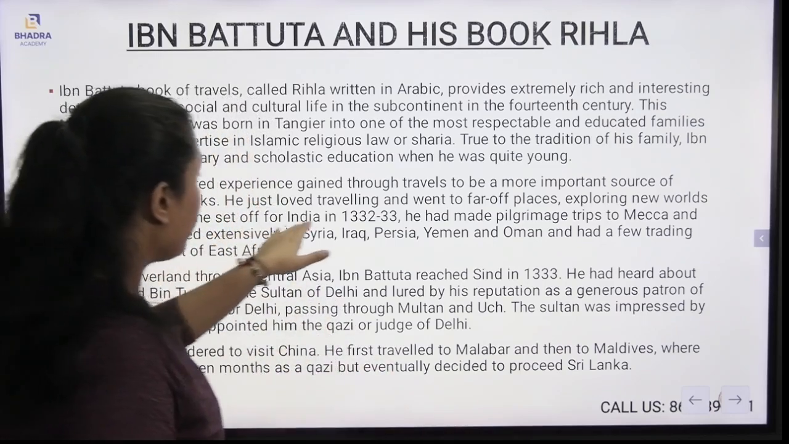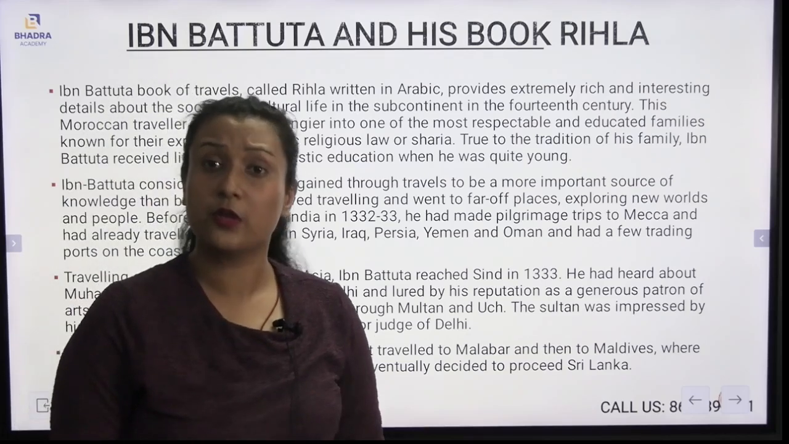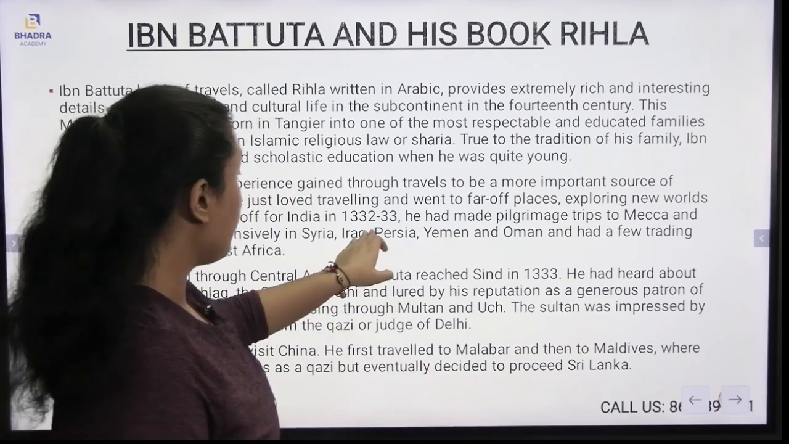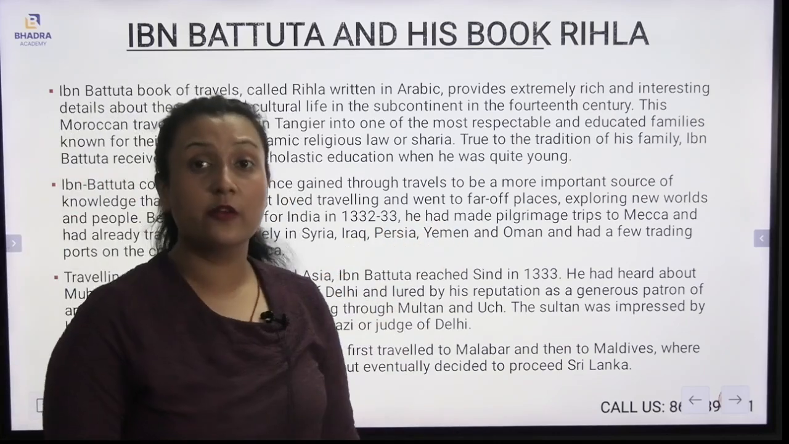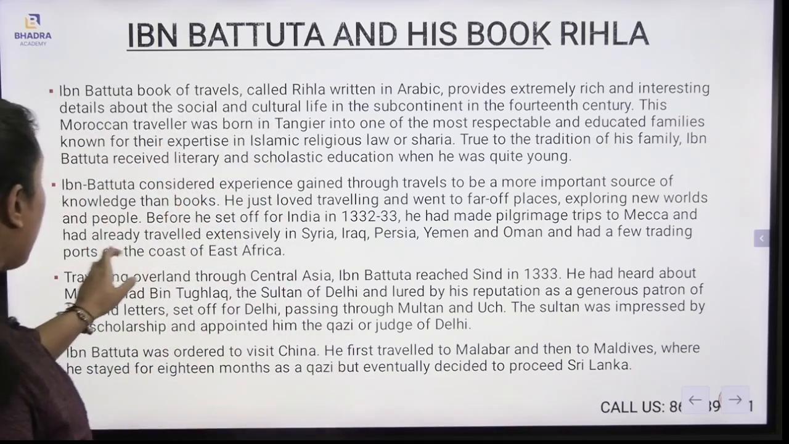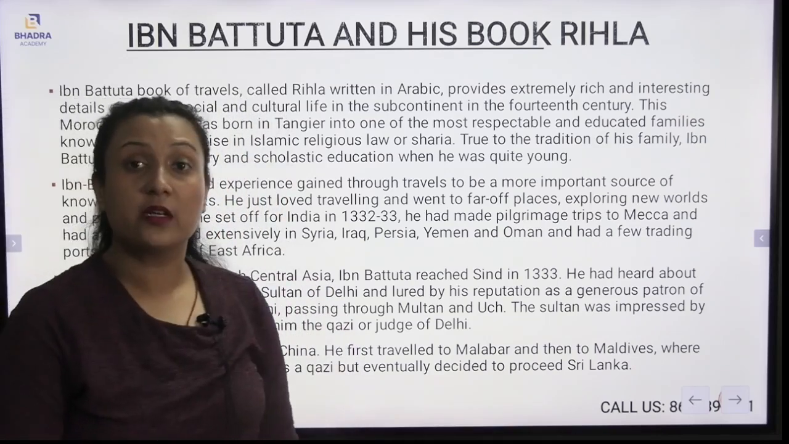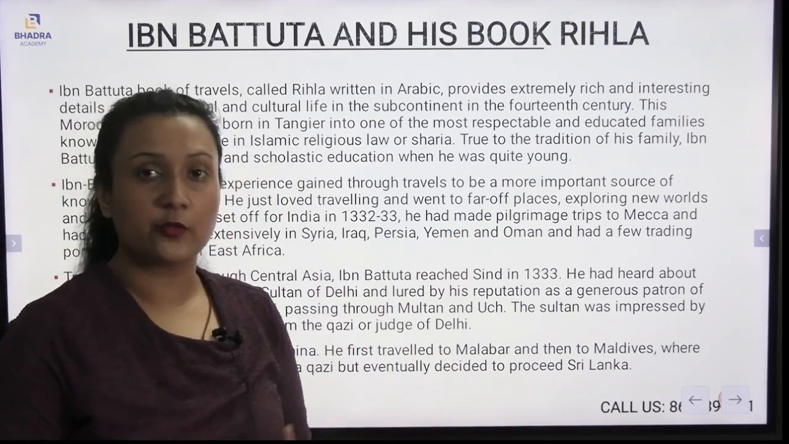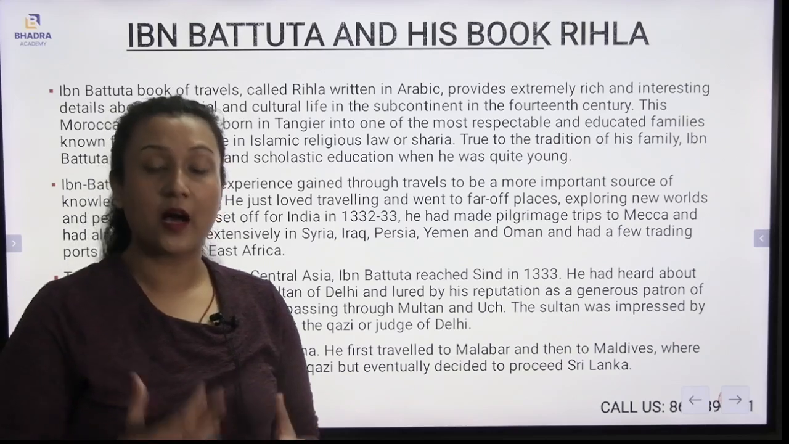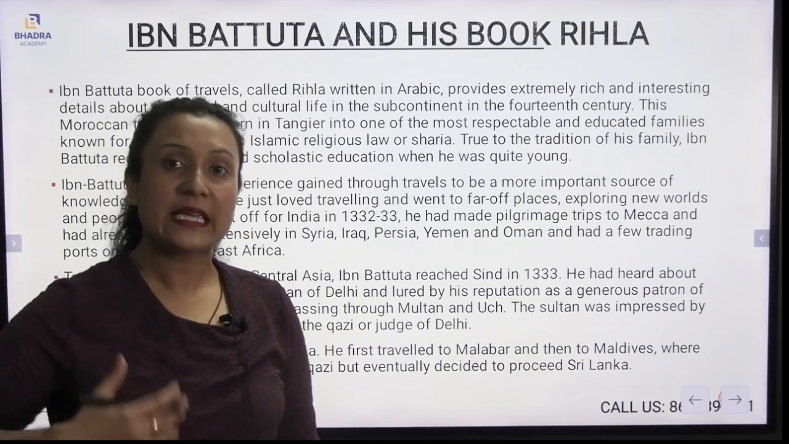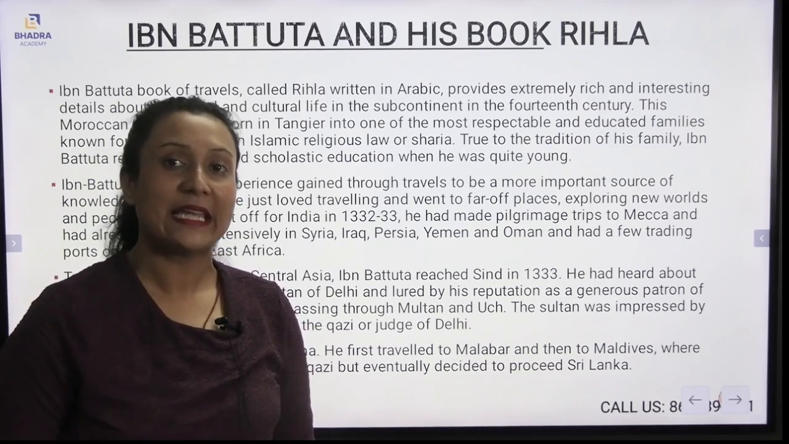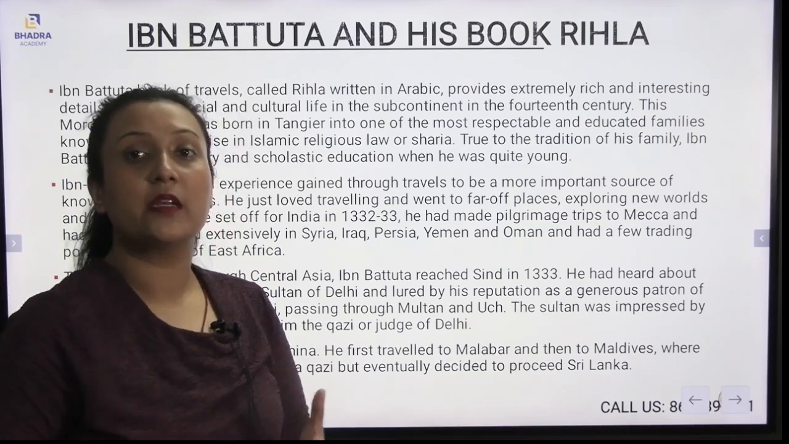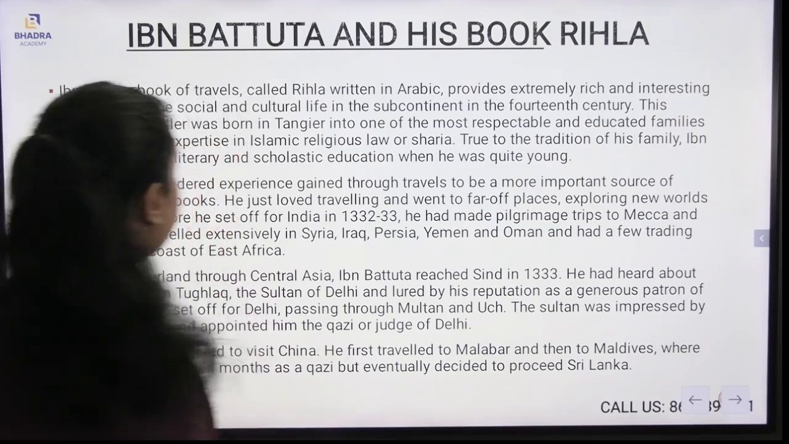Before he set off for India in 1332-33, he had made pilgrimage trips to Mecca and had already traveled extensively in Syria, Iraq, Persia, Yemen and Oman, and had visited a few trading posts on the coast of East Africa. This means he had traveled a lot in the Middle Eastern countries and other trading ports, so that he could gain more knowledge.